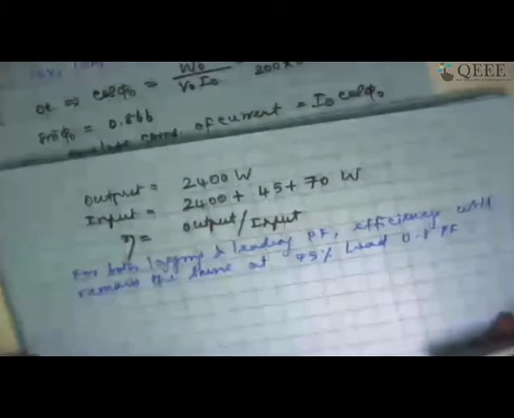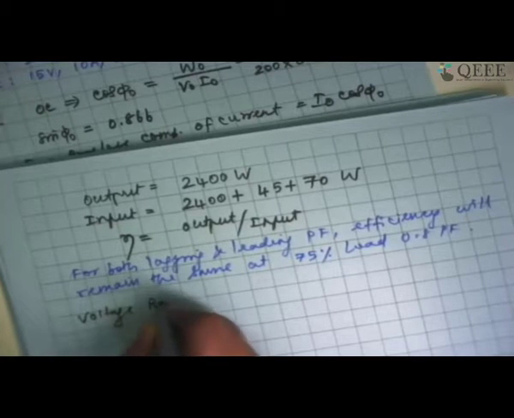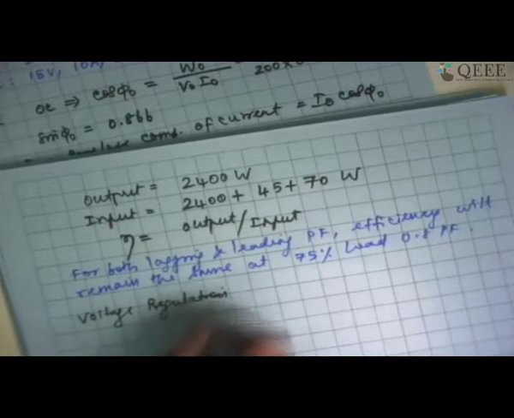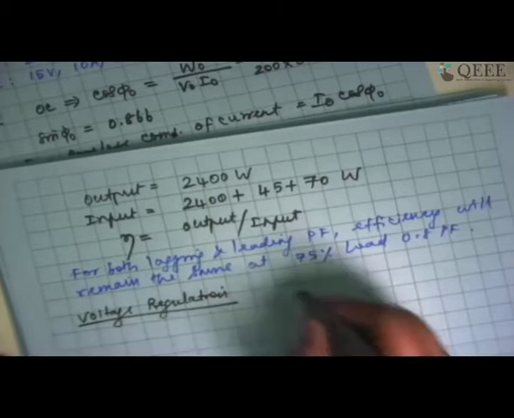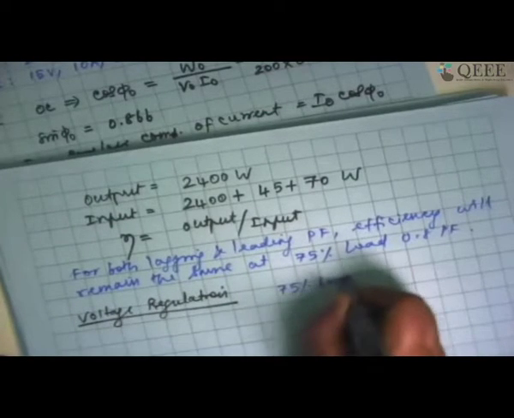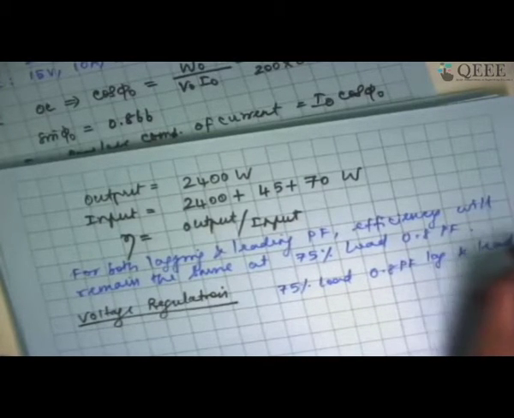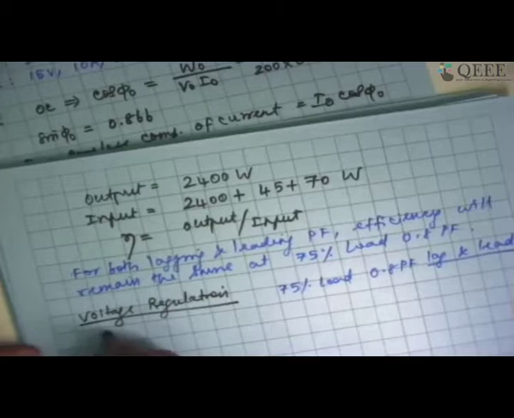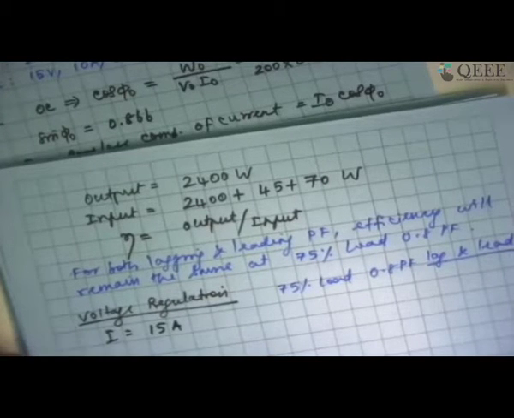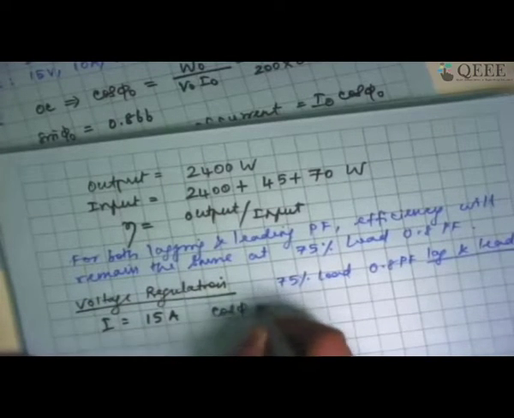Okay. Now I have to look at voltage regulation. So let us try to take a look at voltage regulation. So in the voltage regulation, we have again been asked 75% load, 0.8 power factor, lag and lead, both. We already calculated the current to be 15 ampere, right? And cos phi is 0.8.